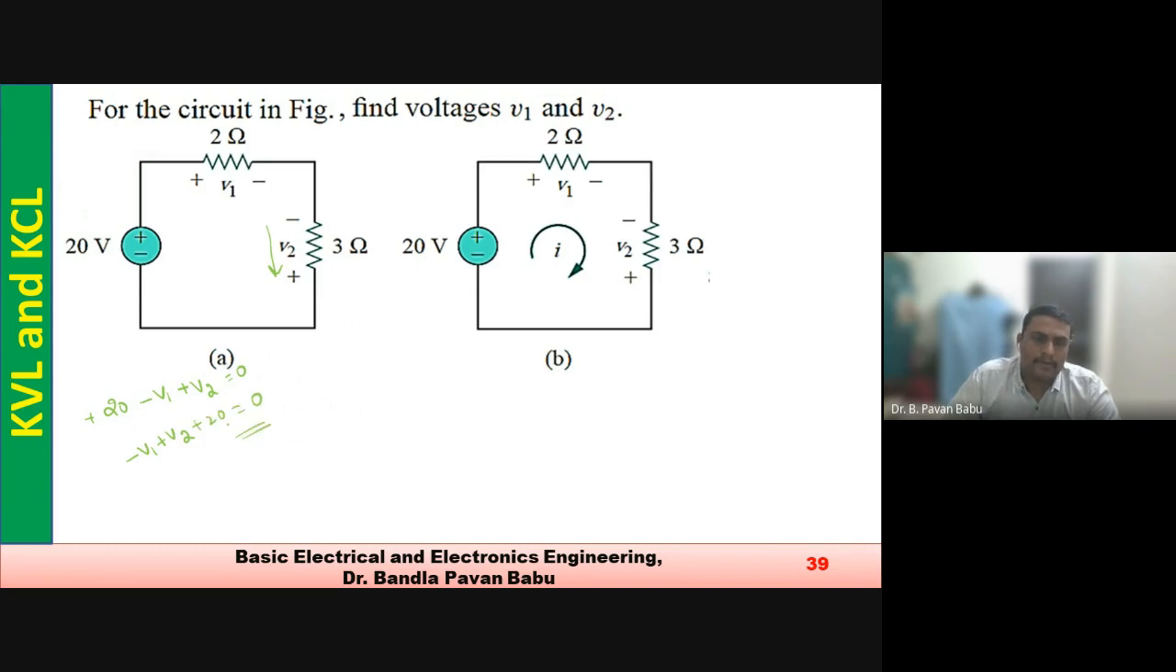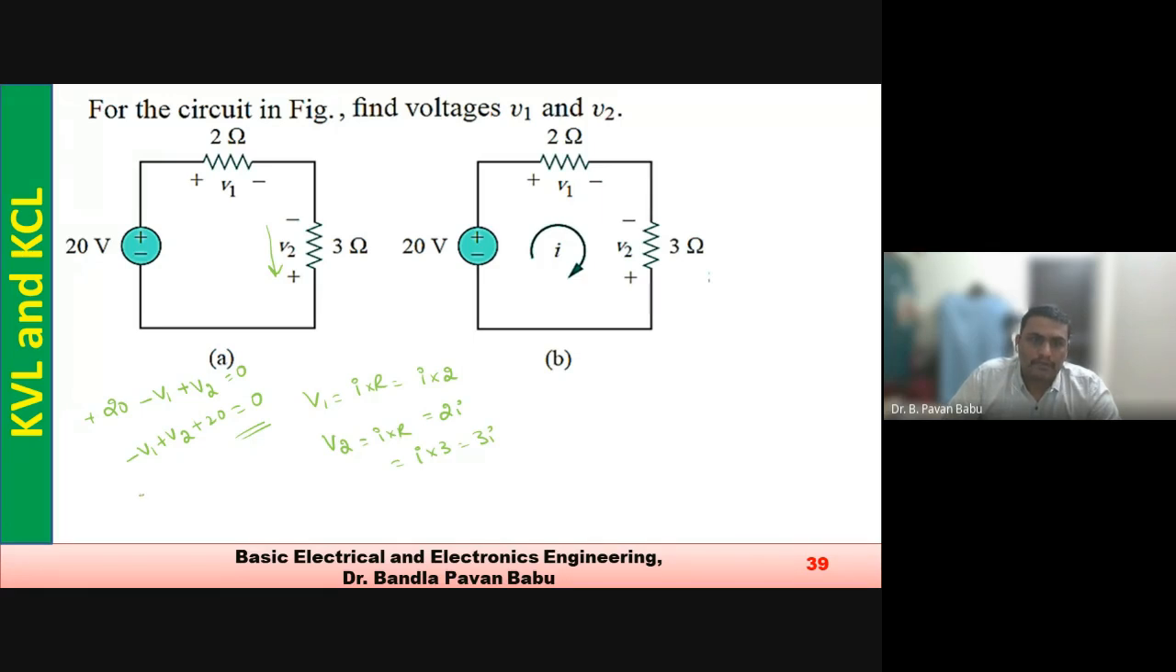Done. Okay. So here, what is the value of V1? V1 equal to I into R, which is equal to I into the R value 2, which is equal to 2I. Next, what about this V2? V2 equal to I into R, which is equal to I into 3. So that is 3I. We just need to substitute this.